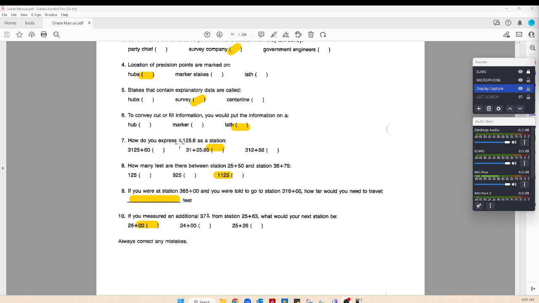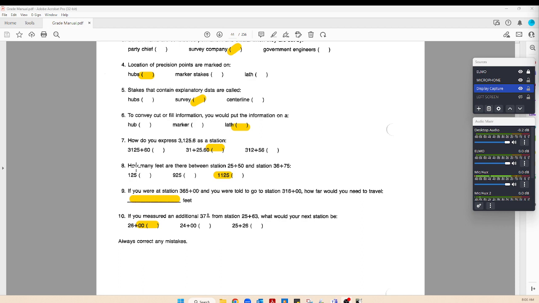How do you express 3,125.6 as a station? Well, it's 3,125.6, so it's going to be 31. That's how many hundreds, plus 25.6. You see? 3,100. That's how you would change this figure to a survey station number. There'll be another example, I think, too.